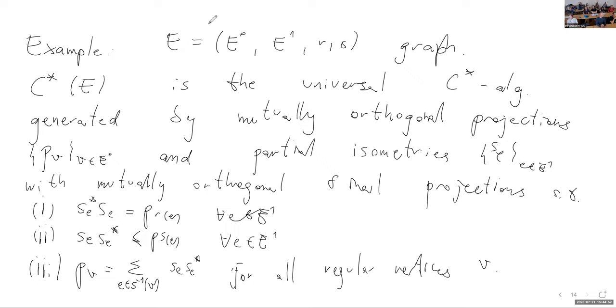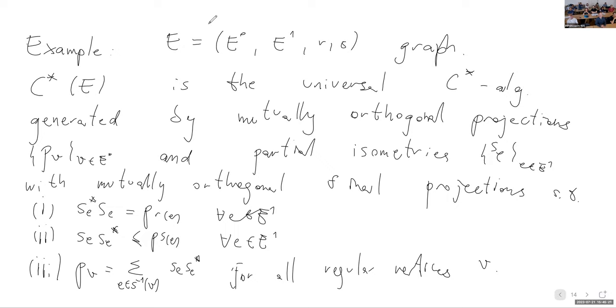Okay, so this is the graph C*-algebra. But now I want to define a different C*-algebra. Let's assume that the preimage of the source map is always finite. When I say regular, it's not necessarily for all vertices. We just impose this relation whenever the preimage is finite. So these three conditions are the usual definition of the C*-algebra of the graph, just using normal conditions. I want to define a different approach for these algebras.